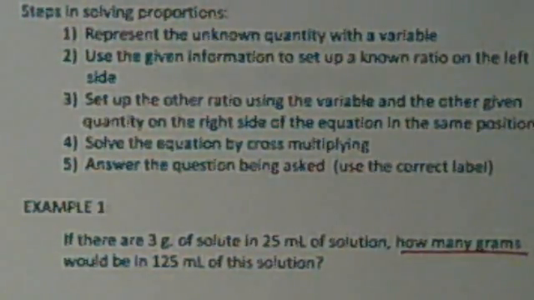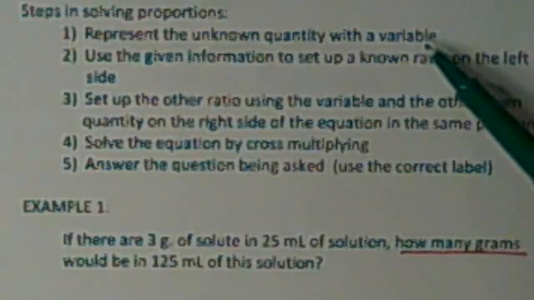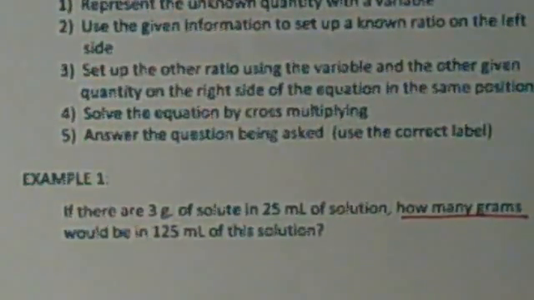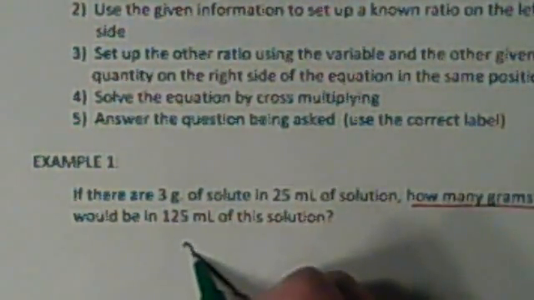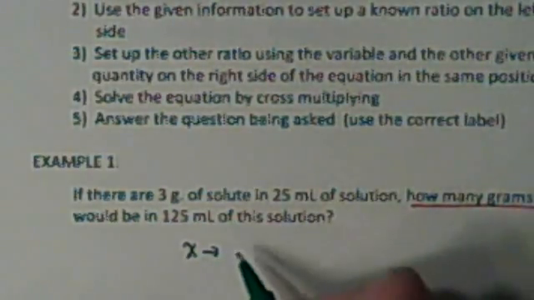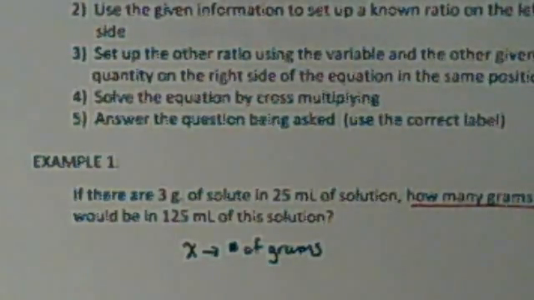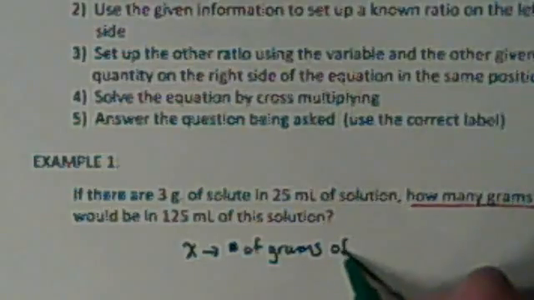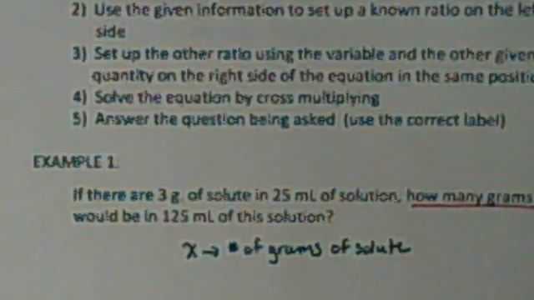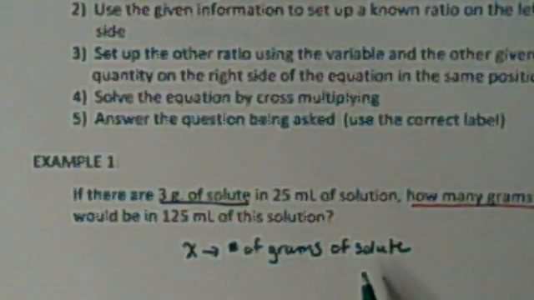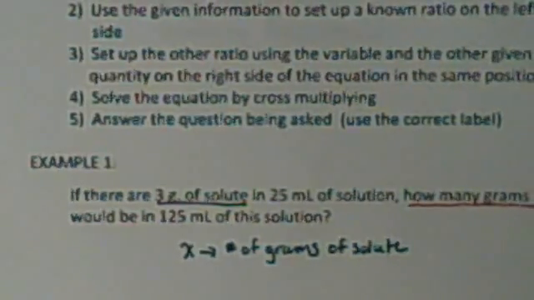So when we look at representing the unknown quantity with the variable, we want to focus on that question. And so our first step here is going to be to let x represent the number of grams. So we clearly identify that by writing it down, and if you wanted to be even more precise, you could say the number of grams of solute, because that's what we were looking at right here, 3 grams of solute. So that's what we're going to be asked to find here.